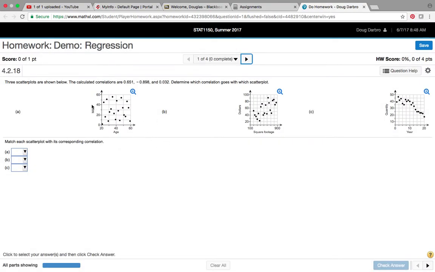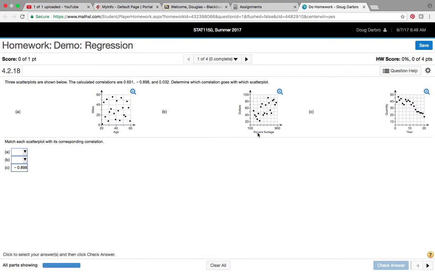You're given 3 scatter plots, and the calculated correlations are 0.65, negative 0.898, and 0.032. Determine which scatter plot goes with which correlation. Well, when I look through here, I see that the last one, the one I'm circling, has to be negative because you have a decreasing pattern. So I know that scatter plot C has to be negative, and the only negative correlation is that one.